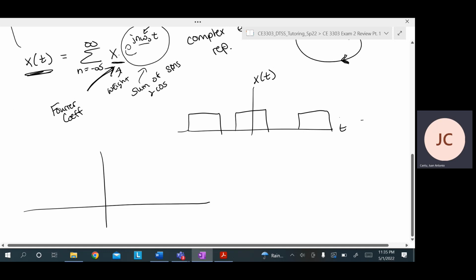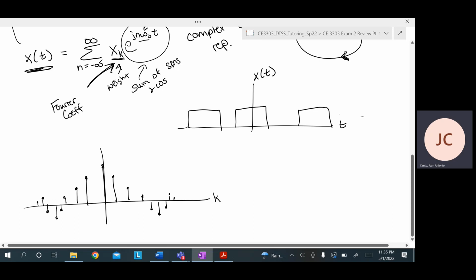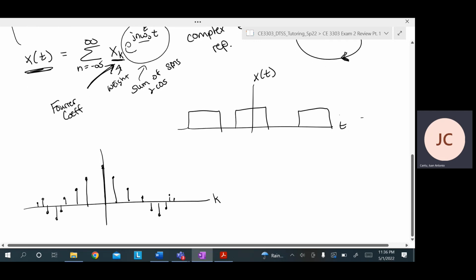and honestly, it might be better to call these K just so you don't confuse it with the N in the time domain for discrete time. So if I've got K, I just start graphing these Fourier coefficients. You don't need to really understand how I got these. I just want to explain that these are all the weights of the different cosines and sines, basically. So this is x sub 0, x sub 1, x sub 2, x sub 3, x sub negative 1, x sub negative 2. Okay, so you can think of this as frequency omega naught, frequency 2 omega naught, frequency 3 omega naught, minus omega naught, minus 2 omega naught.